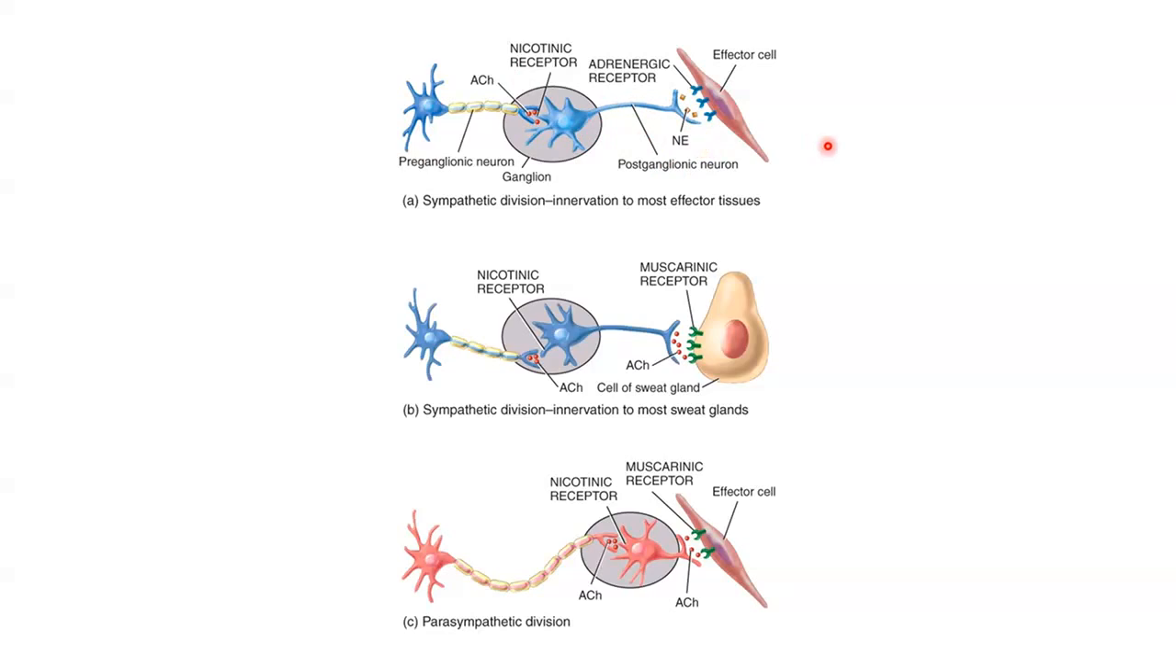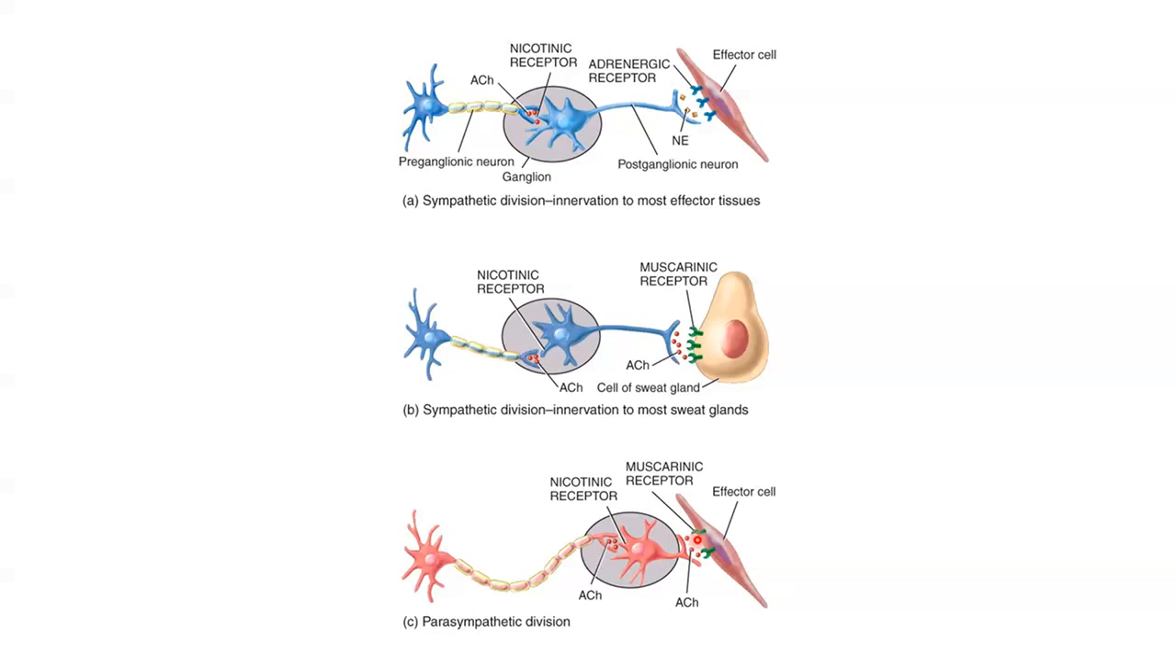The sympathetic postganglionic neurons that innervate sweat glands are cholinergic neurons because they release acetylcholine. So this is our sweat gland here. So this is a cholinergic neuron because it's releasing acetylcholine, as well as all of our parasympathetic postganglionic neurons. So that's what we've got here. Our parasympathetic postganglionic neuron is cholinergic because it's releasing acetylcholine.